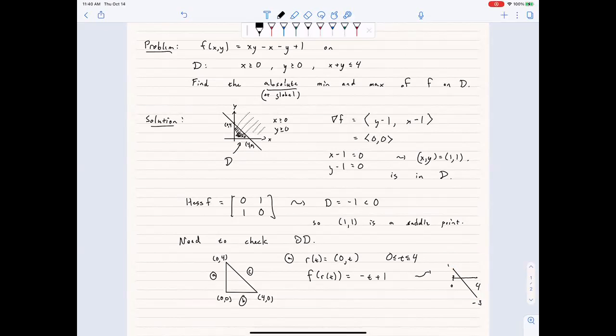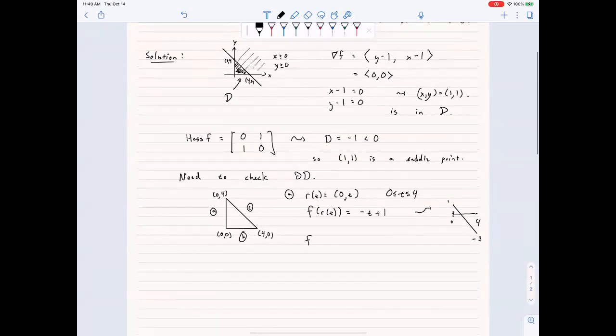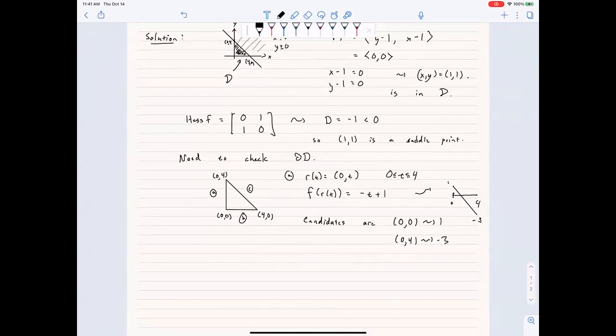So maybe we'll say candidates for the extreme values here are (0, 0), which is sent to 1, and (0, 4), which is sent to minus 3. Of course, these are candidates for the extreme values, but not the same type of extreme value, not the min, as we'll find at the end. All right, what about B? So this is it for A.